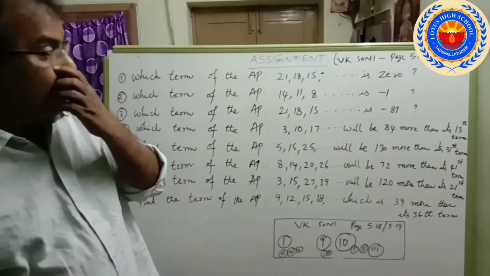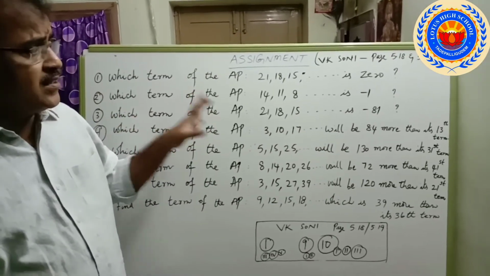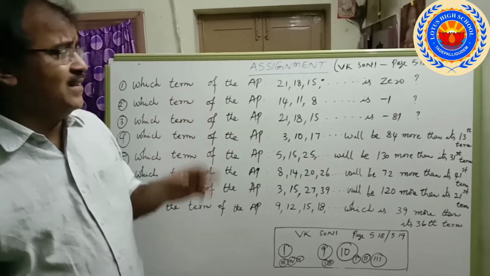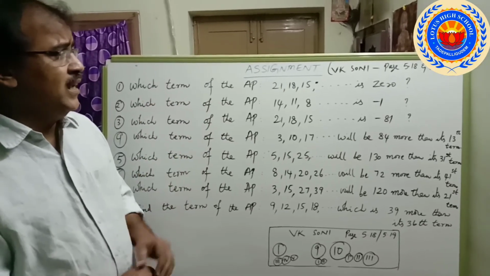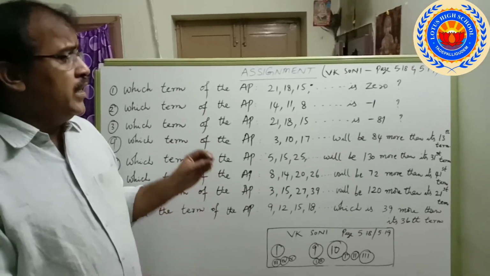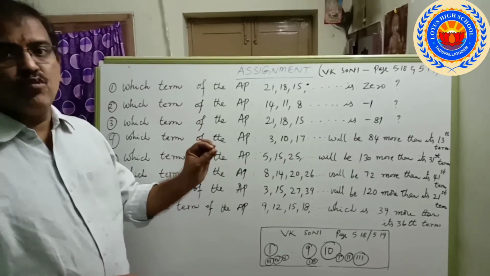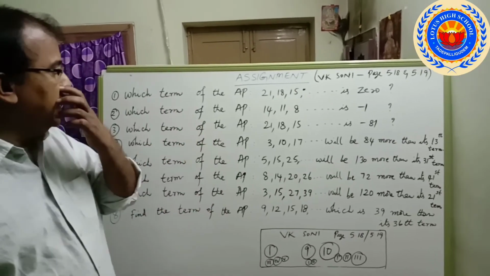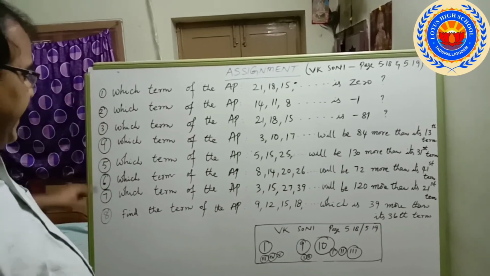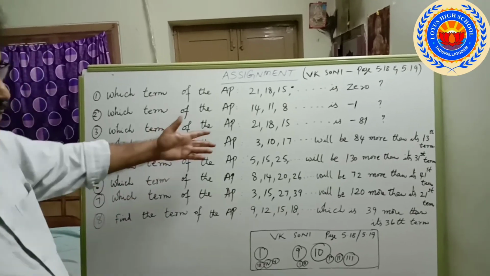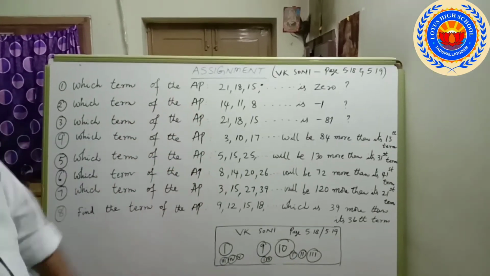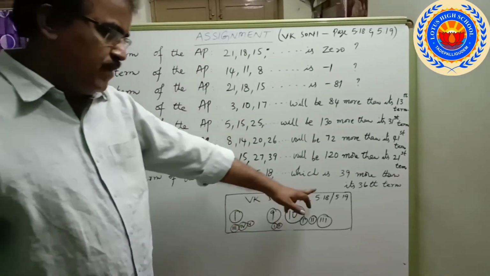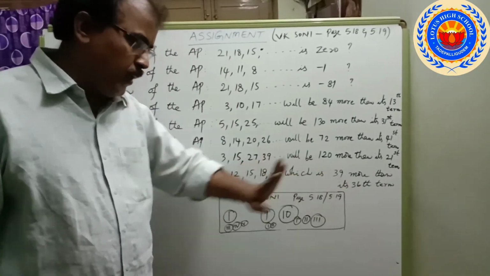This is the given assignment. This full assignment is based on the general term, the nth term: Tn is equal to a plus n minus 1 into d. Here, total 8 sums are there. If this writing is not visible, the sums are from BK Sony, page numbers 5.18 and 5.19.